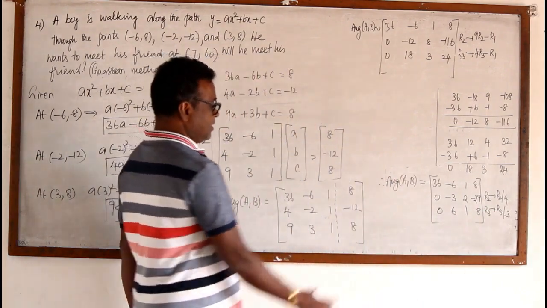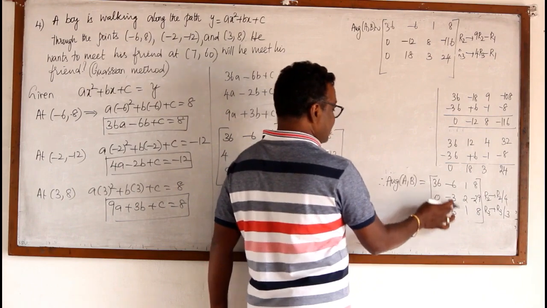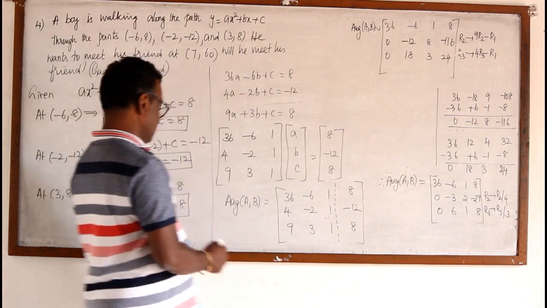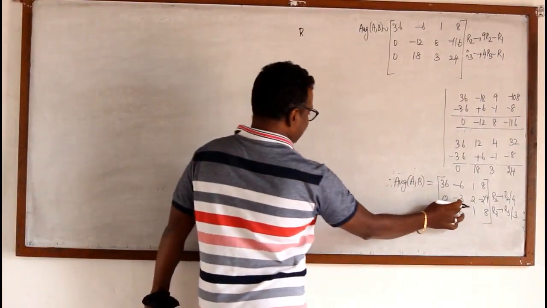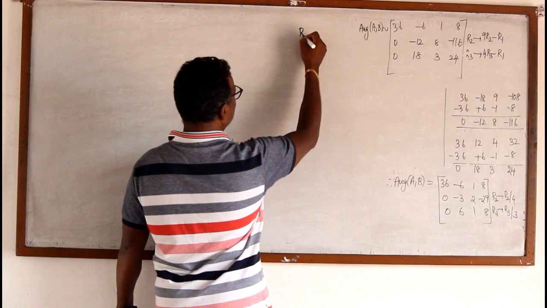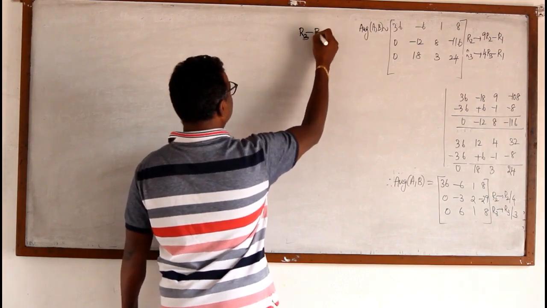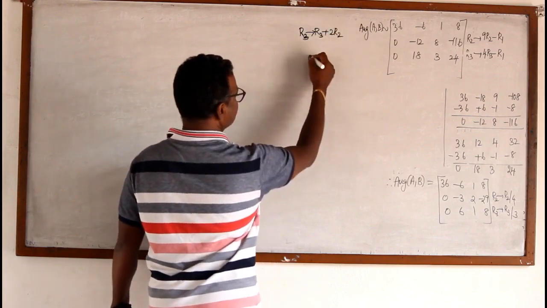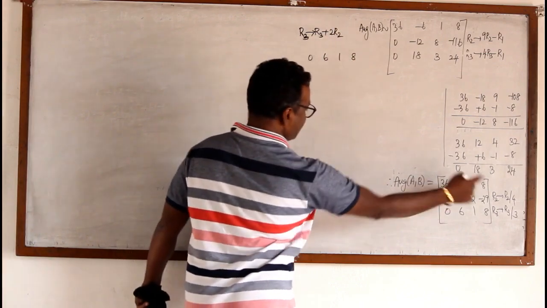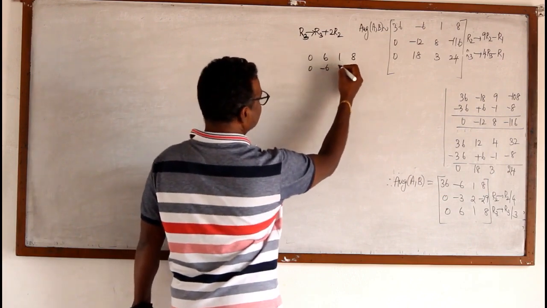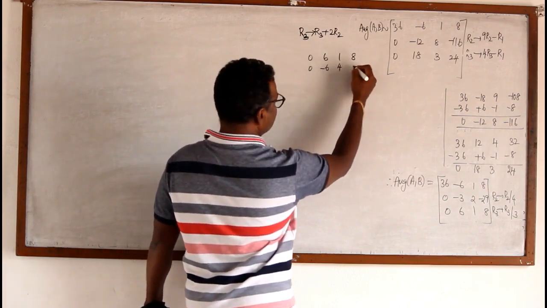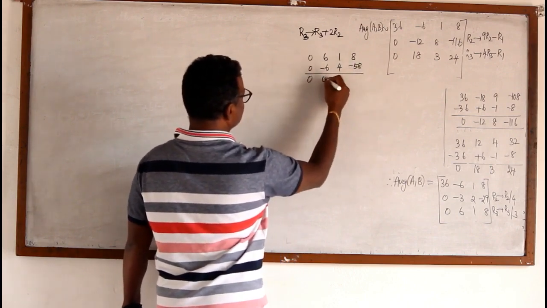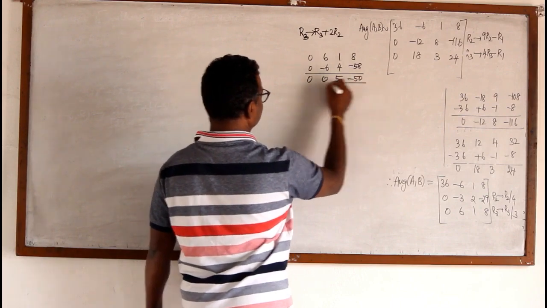Now it is easy. When I multiply this one by 2 and add, 6 minus 6 will become 0. Now shall I multiply this one by 2? So R3 is written as R3 plus 2R2. What is R3? 0, 6, 1, 8. Multiply R2 by 2: 0, minus 6, 4, minus 58. I have to add straightly, so 0, 0, 5, minus 50.